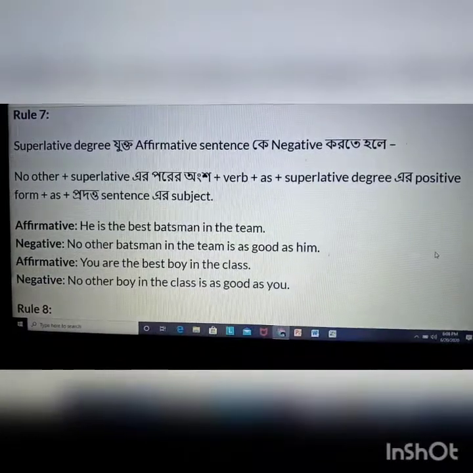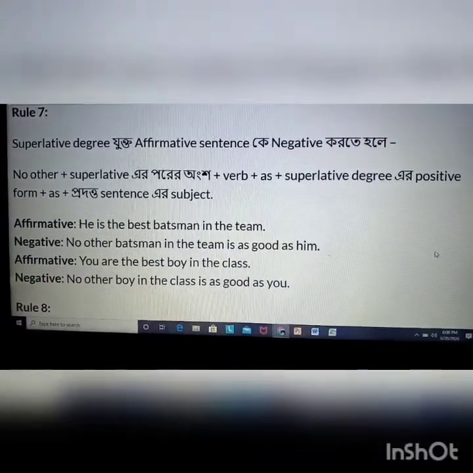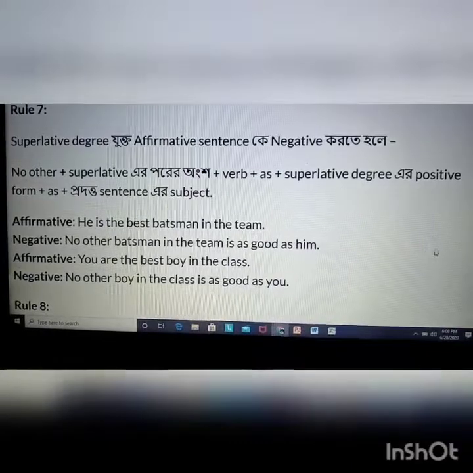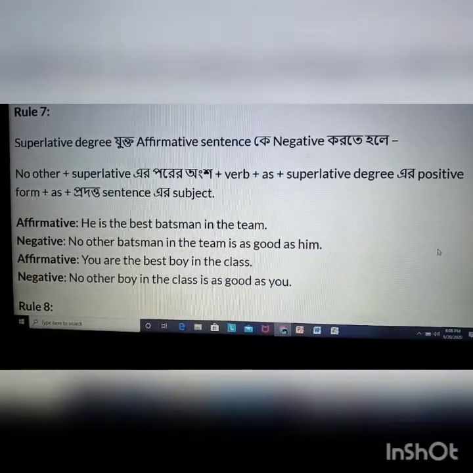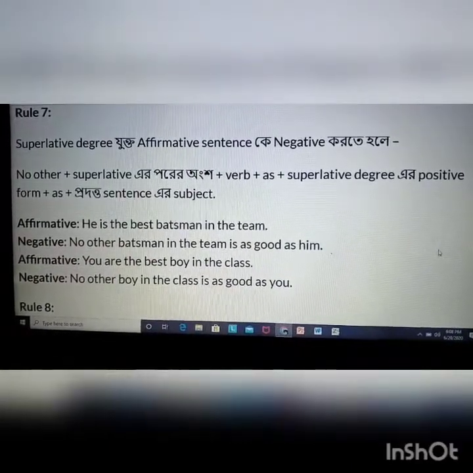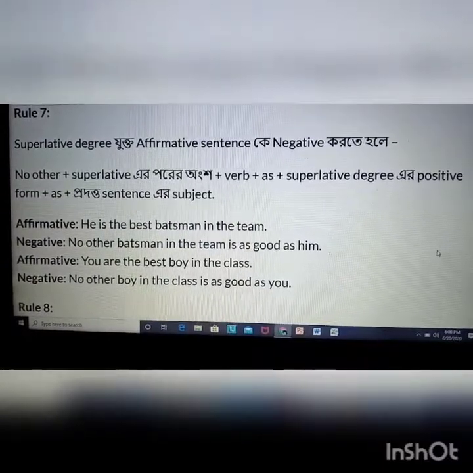So, dear students, in my previous class, I have already discussed the 6 rules of affirmative to negative. Now, today I am going to describe from rule number 7.